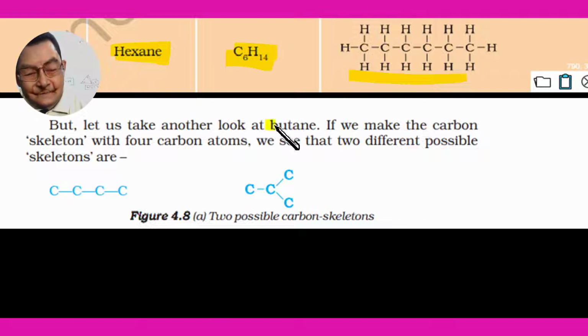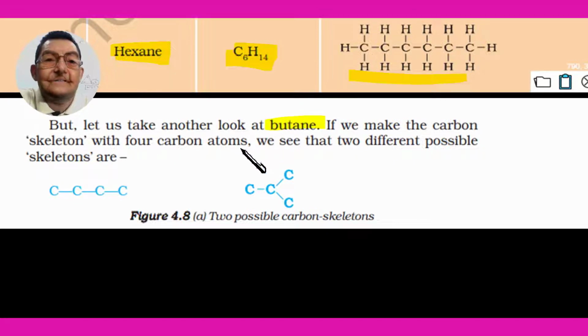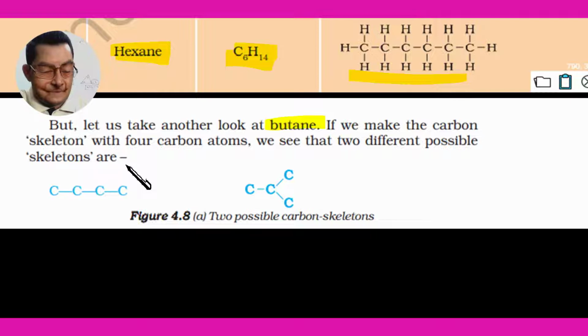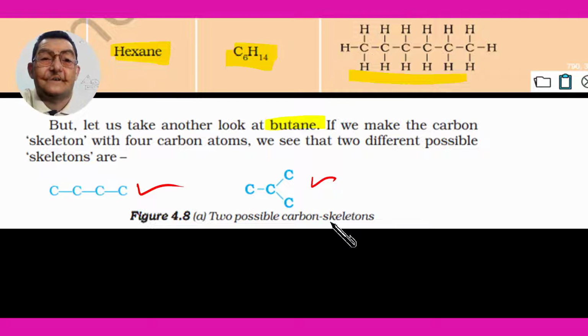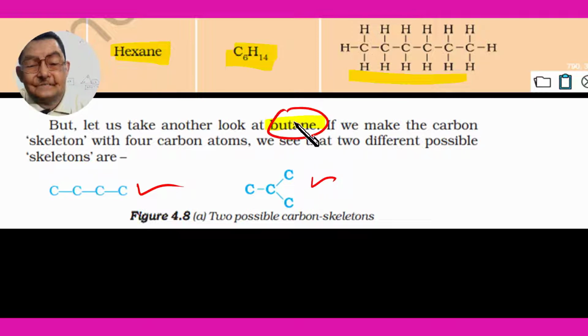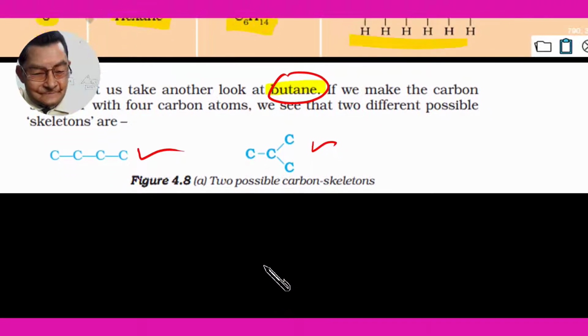Okay, so now they want to focus on butane. If we make the carbon skeleton with 4 carbon atoms, we see that 2 different skeletons are possible. And these are the 2 possible skeletons. Let me explain this point over here. They are asking us to talk about butane, because butane can be drawn in these 2 different ways.